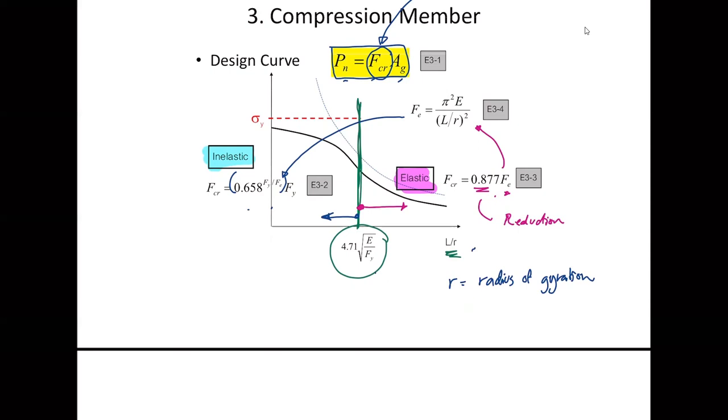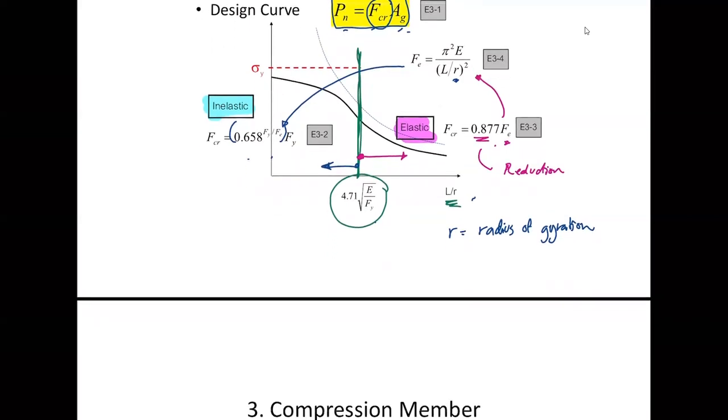Okay? But when it comes down to this, the area, of course, is still the unknown, but the Fcr becomes a function of the r, the radius of gyration, which is a function of your cross-section as well. So now you have one equation, two unknowns. That is why I have created the design aid, the table that can help facilitate your design in the future. Otherwise, you're going to have to keep guessing.